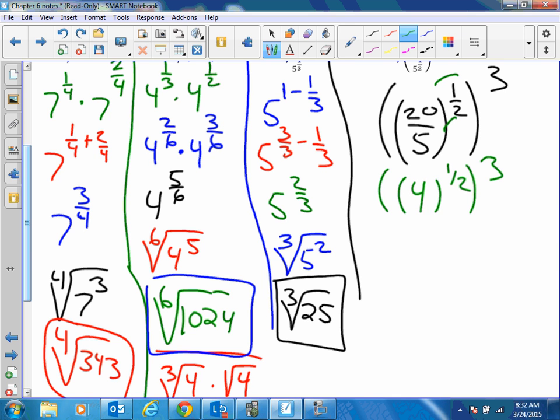Okay? Then what I would do is I would just do what's inside first. 4 to the 1/2 is the same thing as square root of 4. Well, let's just rewrite. Let's do power over power. We can multiply these together. So we have 4 to the 3/2 right now. Okay? Because when you have power over power, you can multiply those together.